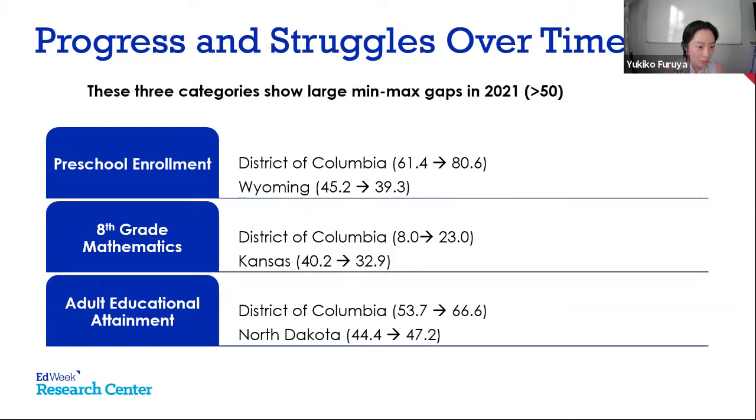In preschool enrollment, District of Columbia showed the largest improvement, while Wyoming actually showed the decrease. And in 8th grade mathematics, District of Columbia improved the most, and Colorado, on the other hand, showed the largest decrease. And in adult educational attainment, District of Columbia showed the largest improvement, but North Dakota showed the minimum improvement.